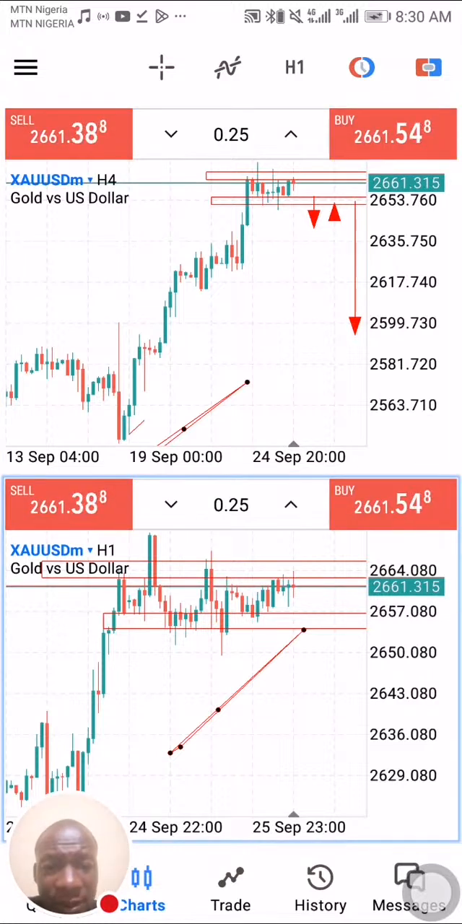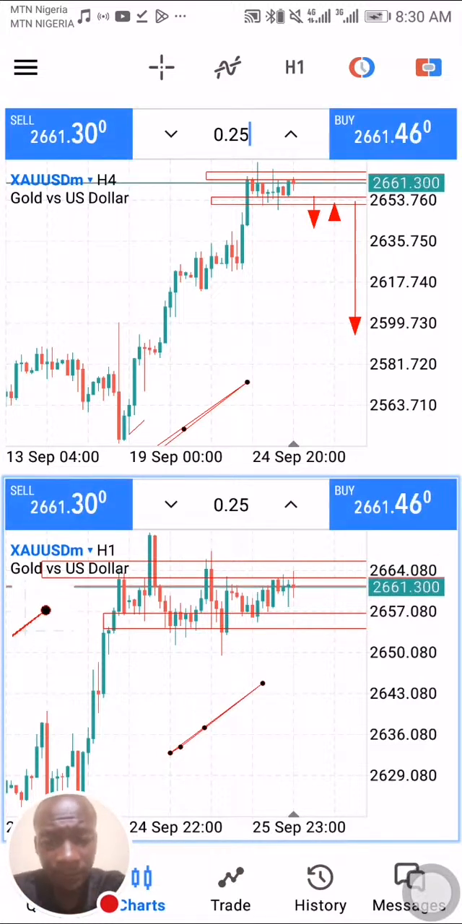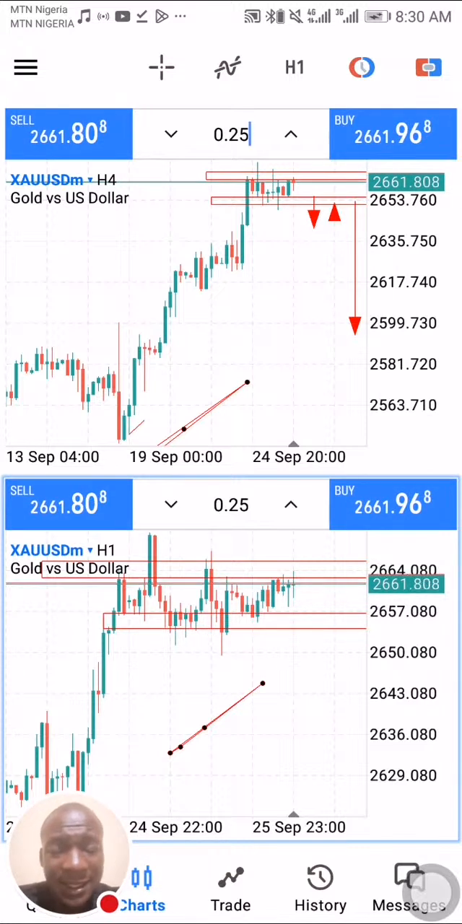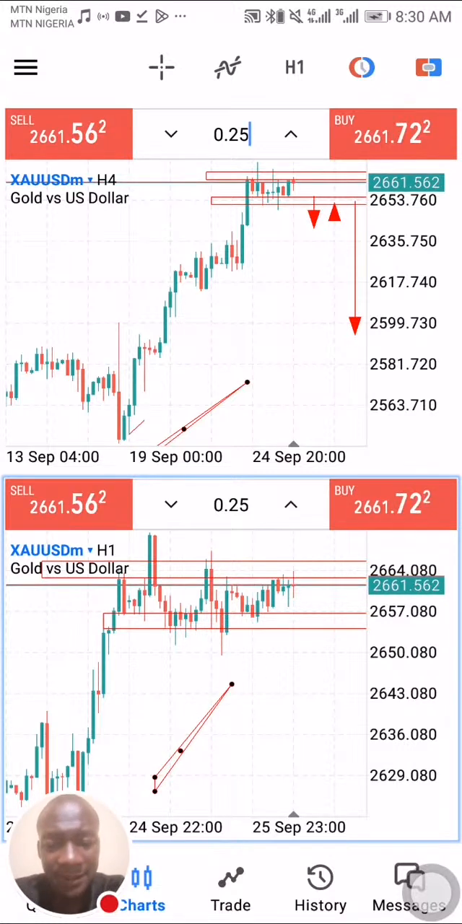You should avoid trading the ranging market. As I said, it's a low probability trade. Don't feel the need to trade every time you come to your charts. Once you can't identify a good opportunity, it's better to just close your chart and check for another opportunity later. It's not compulsory that you must take a trade once you are on your chart.